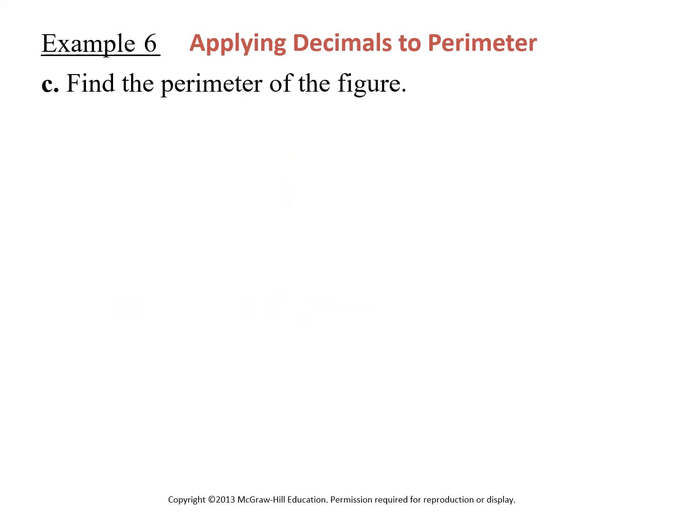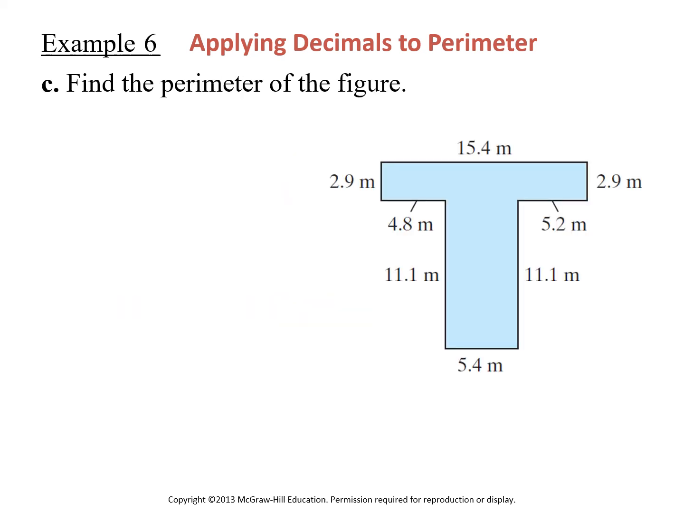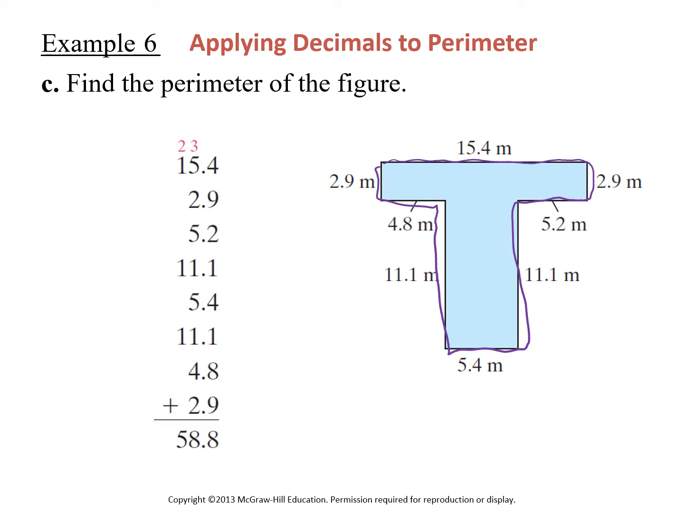So we can find the perimeter of the figure. Now that we have all the sides, we're going to add each side and get the perimeter of this shape, which is 58.8 meters.